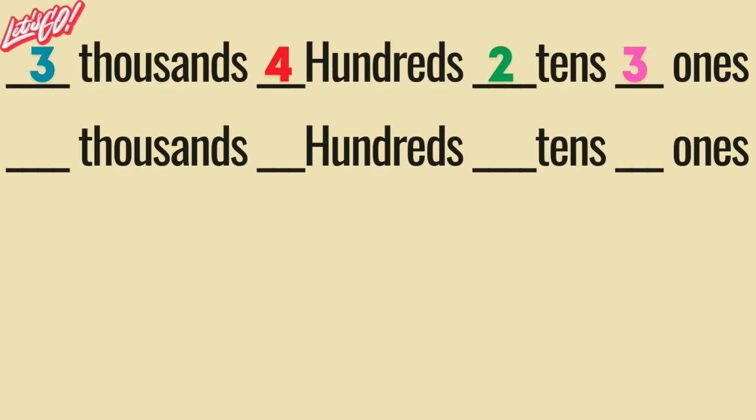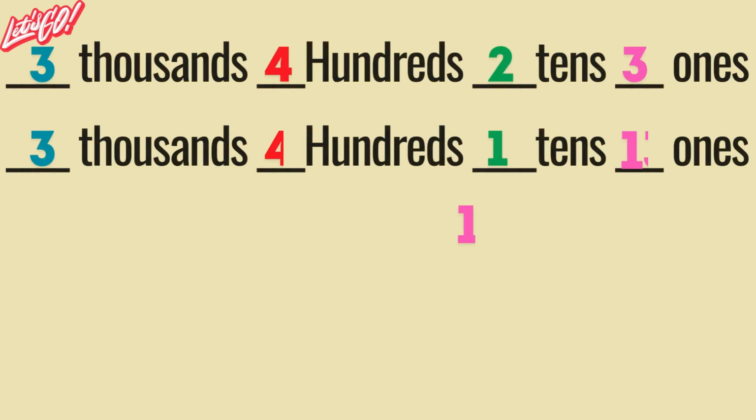All right, let's go ahead and change it. So I'm going to keep the 3 digit in the thousands, the 4 digit in the hundreds, but I'm changing my tens. I'm taking 1 ten out of there, and I have a 1 in the tens digit, and now I'm bringing it over to the ones. So now I have 13 ones. Let's look at it in expanded form. 3,000 plus 400 plus 10 plus 13.